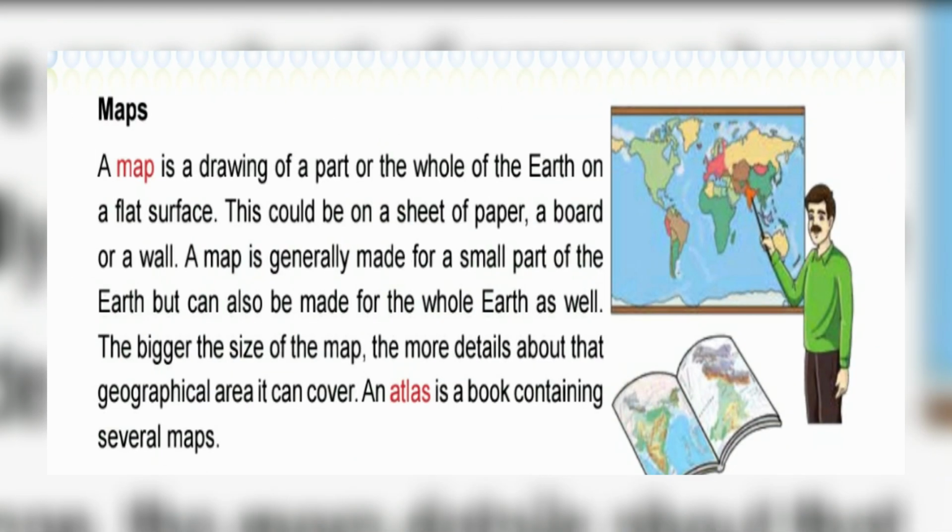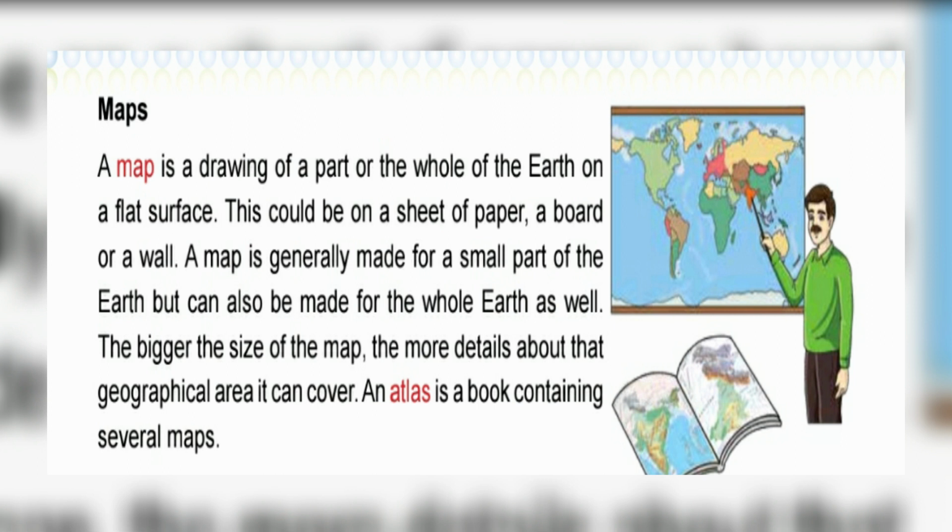Page number 192, maps. A map is a drawing of a part or the whole of the earth on a flat surface. This could be on a sheet of paper, a board or a wall. A map is generally made for a small part of the earth but can also be made for the whole earth as well. The bigger the size of the map, the more details about that geographical area it can cover. An atlas is a book containing several maps.